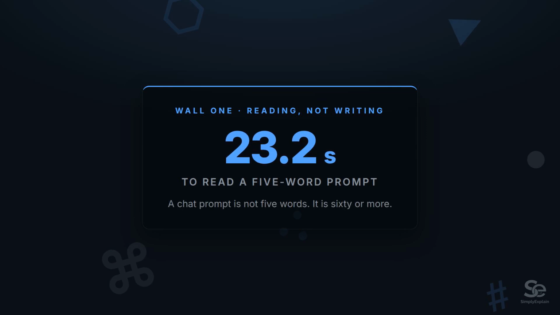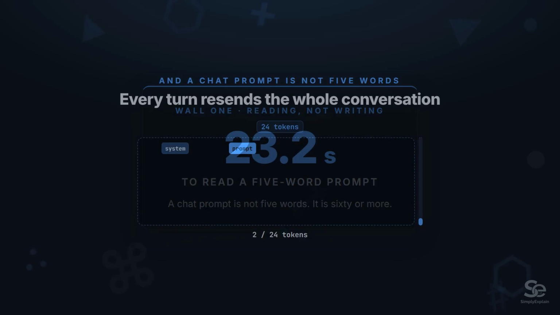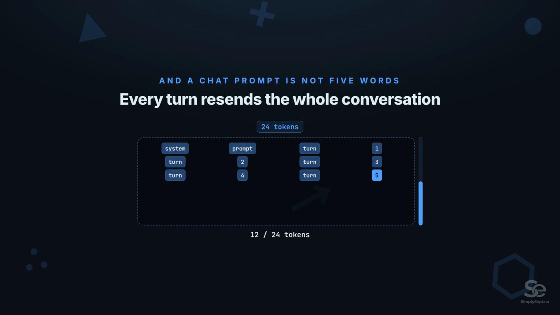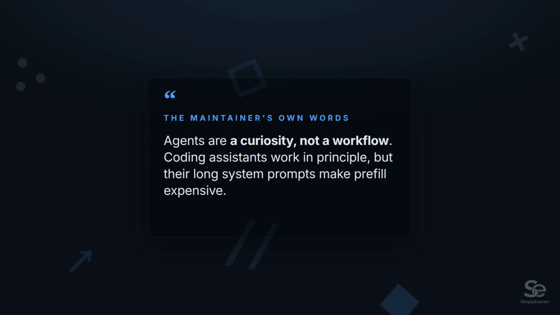Everything so far was about writing. Reading is a different bill. The first token on a 5-word prompt takes 23 seconds. A chat prompt is 60 tokens or more. And a normal client sends the whole conversation again every turn, which Deltafin currently rereads from scratch. Their own line about coding assistants is that they are a curiosity, not a workflow.